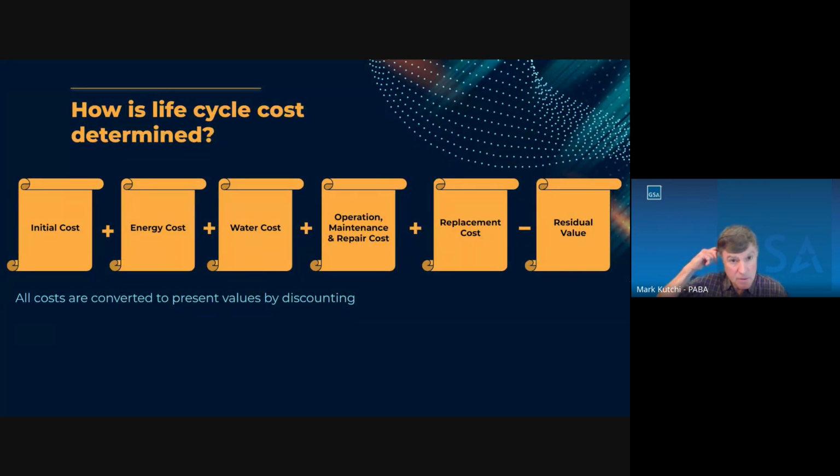How is the life cycle cost determined? The life cycle cost is the sum of the initial cost of the alternatives, the energy costs, the water costs, operation, maintenance, and repair costs, the replacement cost, minus any residual value. And all costs are converted to present values by discounting.